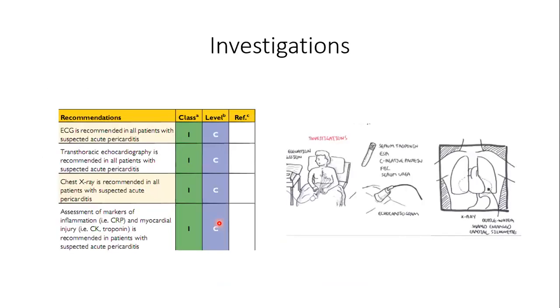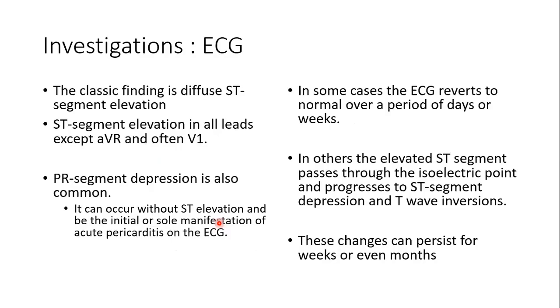So going to investigation. ECG is recommended, which is a class 1 recommendation. Transthoracic echocardiography is also a class 1 recommendation. Chest X-ray is also part of the class 1 recommendation, and also the assessment of markers of inflammation, your CRP, and cardiac injury markers, which can help us rule out the possibility of myocardial infarction if we are not so certain.